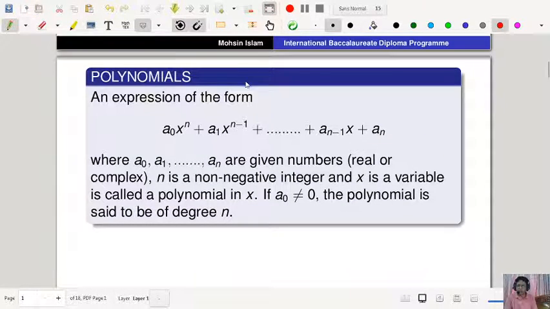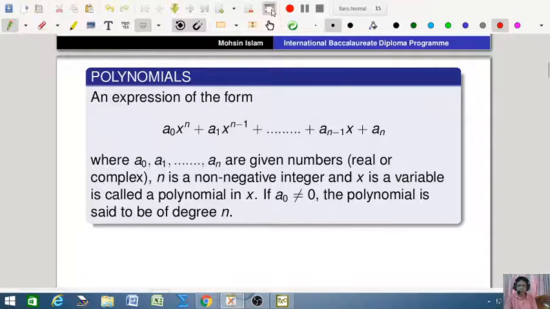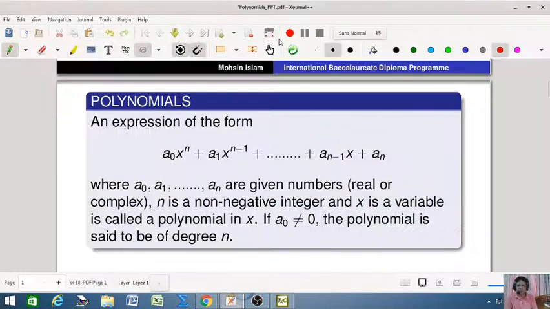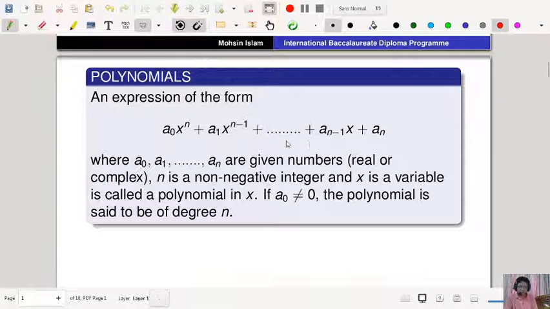What is a polynomial? So look at that: an expression of the form a naught x to the power n plus a1 x to the power n minus 1, etc., an minus 1, an, with suffixes a naught, a1, an minus 1, an. So what is the highest degree of x? That is n. What is the highest power of x? That is n. So this is called an nth degree polynomial.